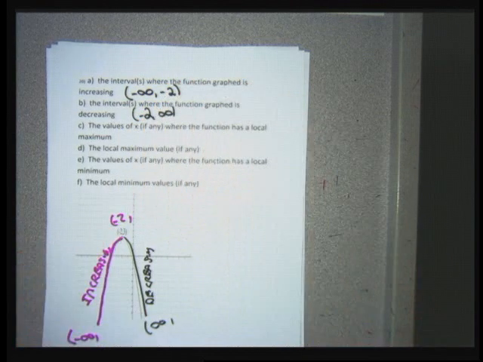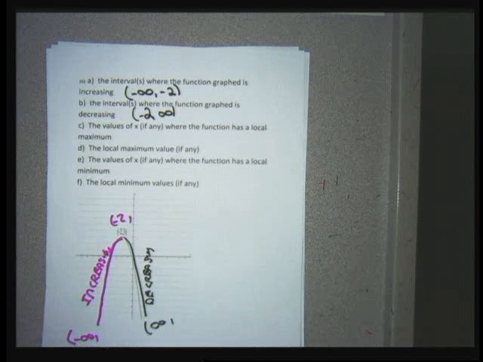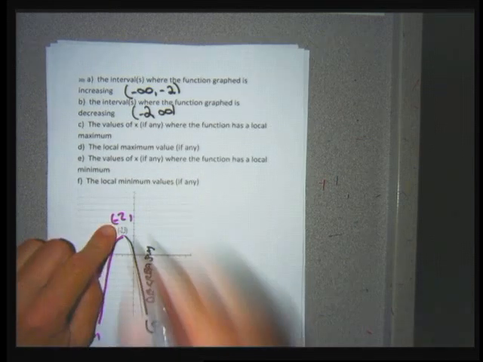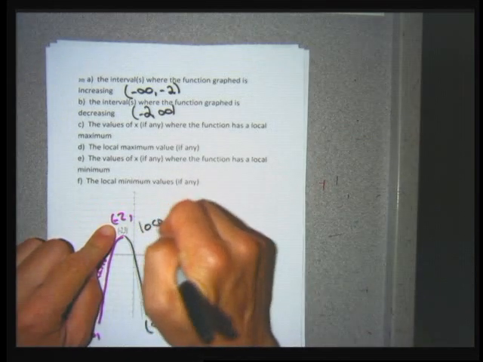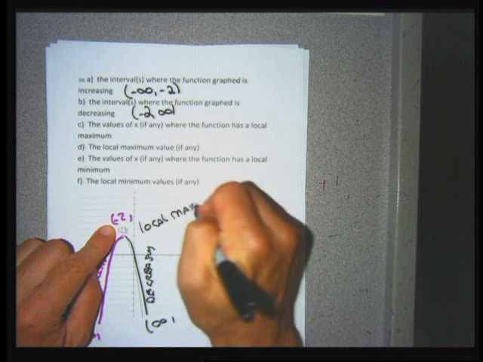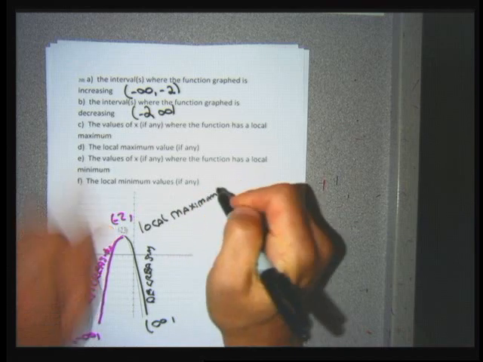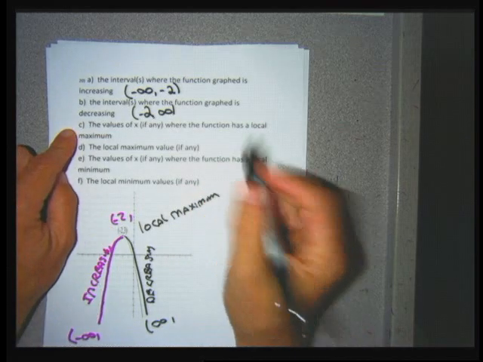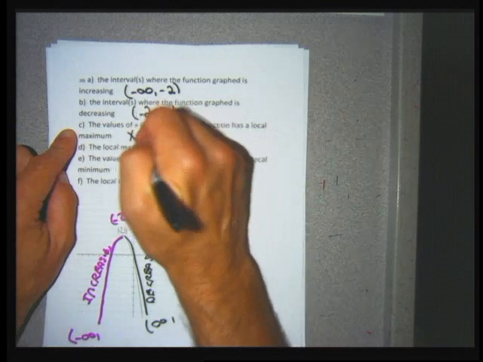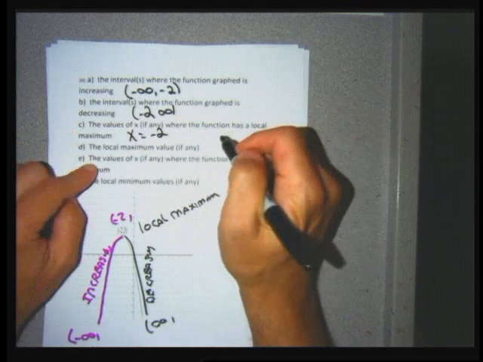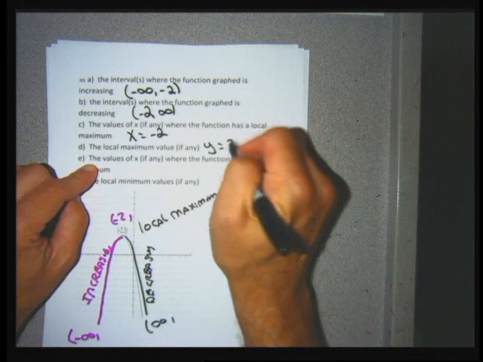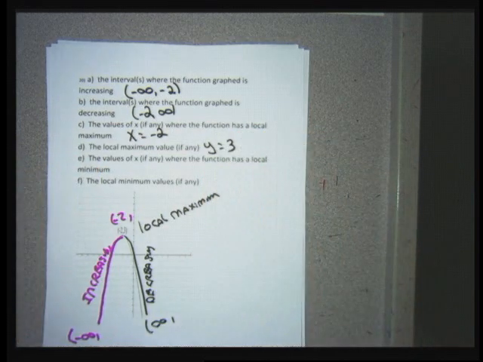Generally, for increasing and decreasing, we only use round parentheses because at the peak or the valley, the maximum or the minimum, it's neither increasing nor decreasing, it's changing directions. For part C, this point, (-2, 3), is a local maximum. It's a high spot. So the value of x where the function has a local maximum is x equal to -2. The local maximum value is the y-coordinate of the maximum, which is y equal to 3.